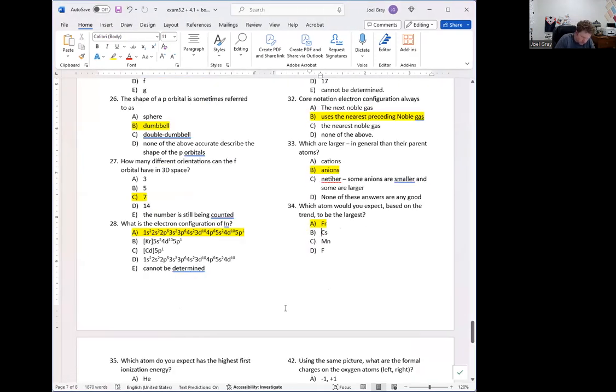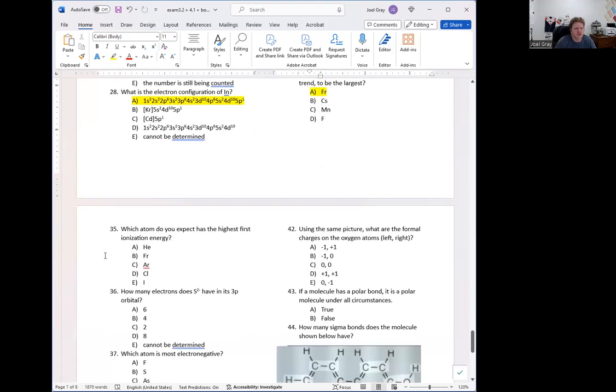Number 35. Which atom do you expect to have the highest ionization energy? Well, the periodic trend for highest ionization energy is up and to the right. And so A, helium, would be our correct answer for that.